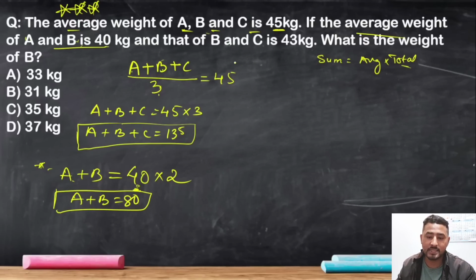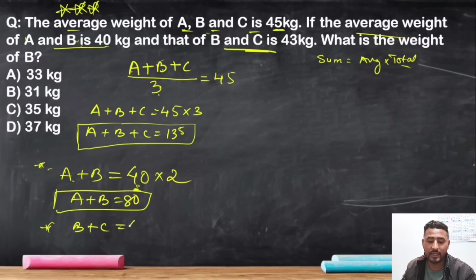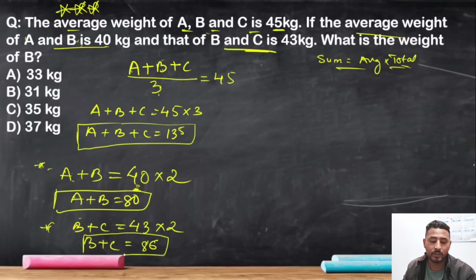Now one more thing is given: the average of B and C is 43. Let's see for B plus C. Let us do it directly: 43 into how many people? 1, 2, so 2. Sum is average into total. So B plus C is 86. Clear? Now you have got all three.